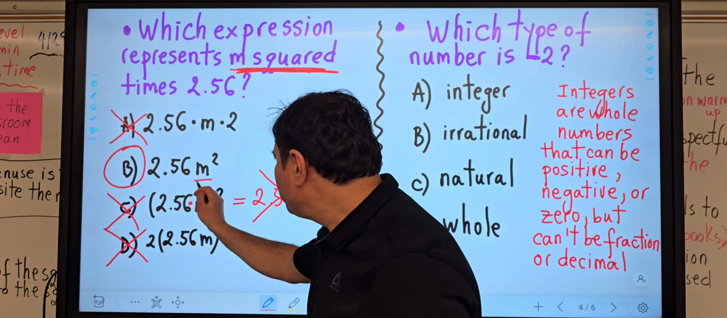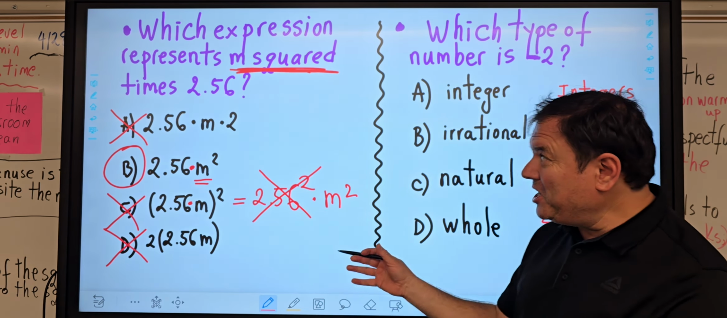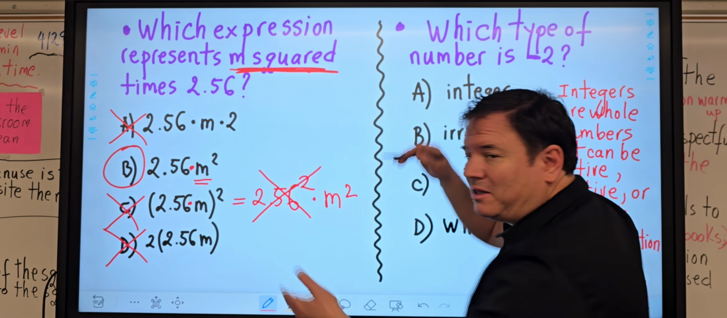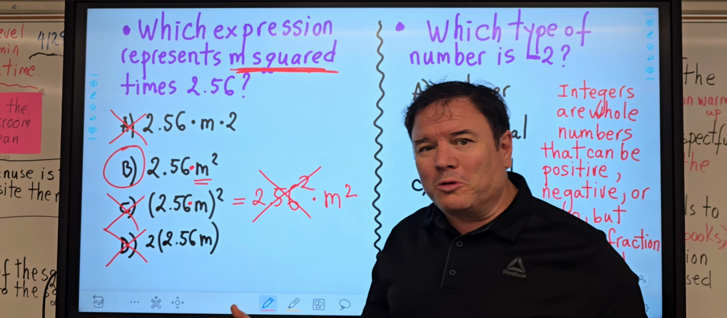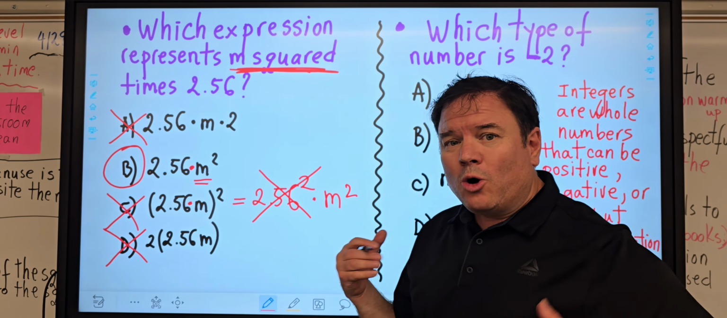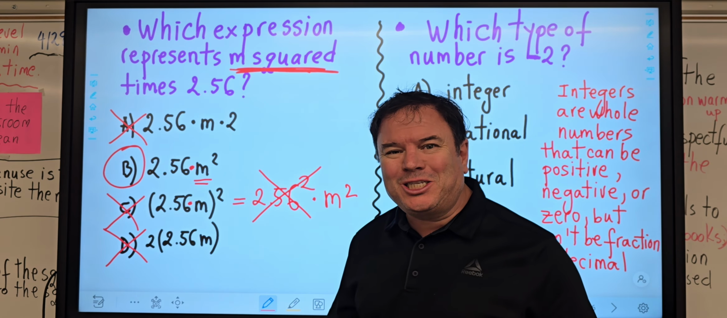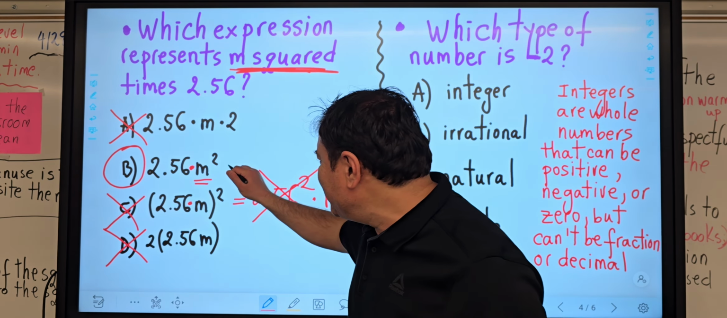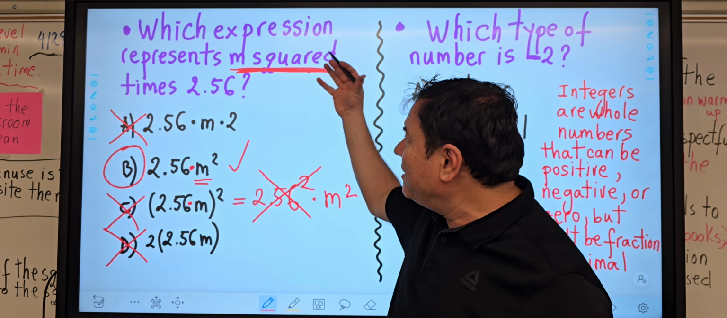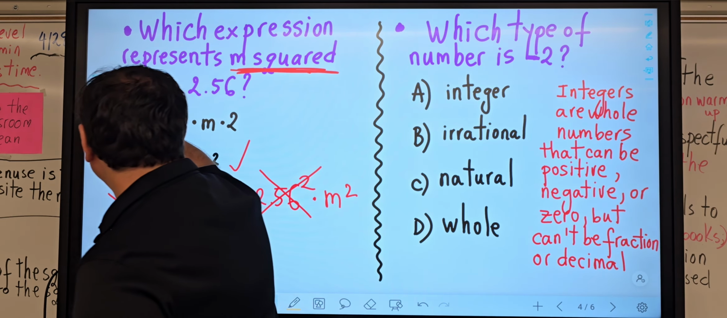M squared times 2.56. Pay attention to this type of problem. Make sure you underline and cross out the answers that don't make sense, and then you start to reason, okay, which choice has only the m raised to the second power. And only B can satisfy this information given in the question, in the problem. Okay?